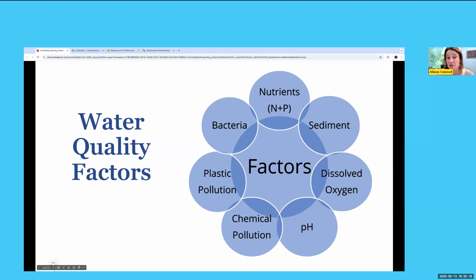It can also be from natural things, like excess nutrient runoff that's in the water, or a lot of sediment that's gotten into the water, so just soil and dirt that's gotten in there. And then the dissolved oxygen and the pH are things that are impacted by these other pieces. But there are lots of different ways that you can think about water quality and what that means.